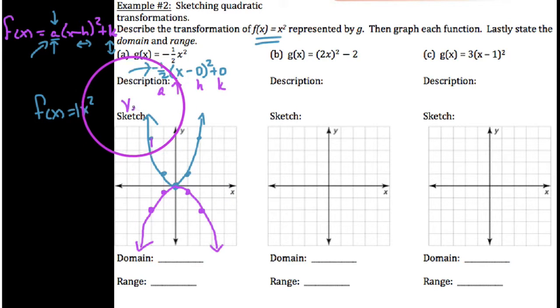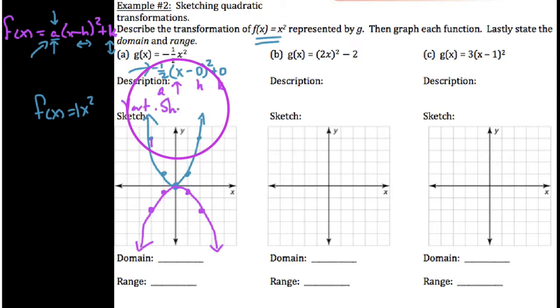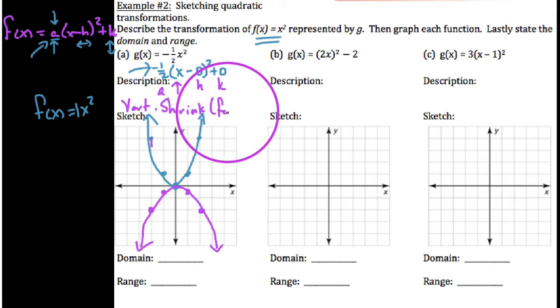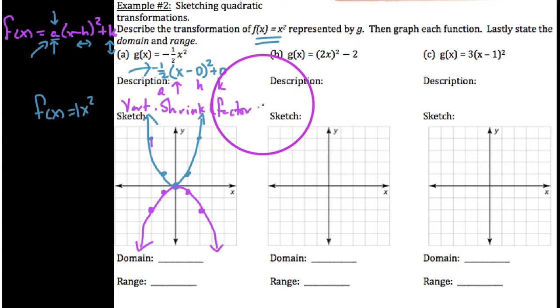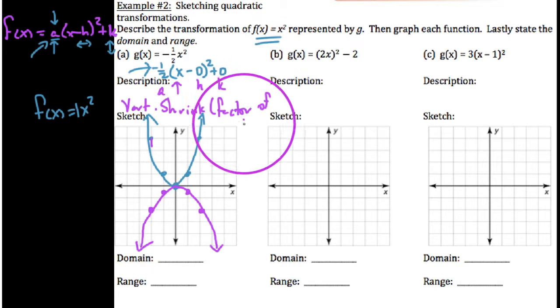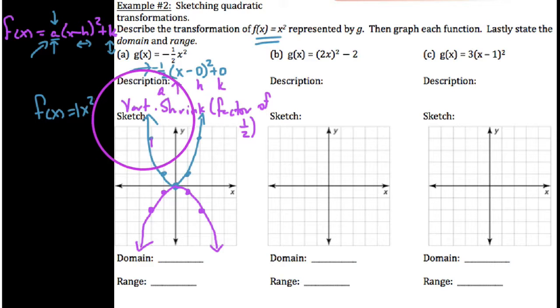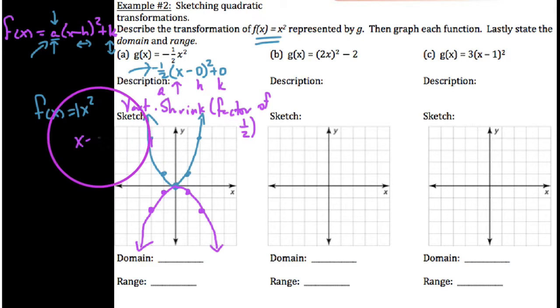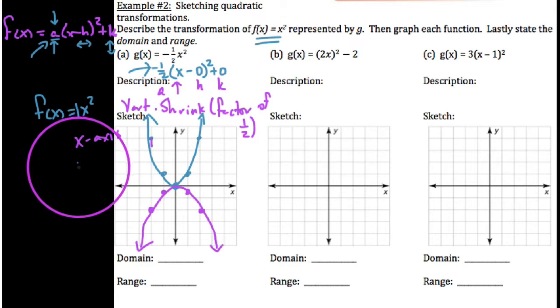So we say vertical shrink by a factor of a half. That's what this a value has caused to happen. We also have an x-axis reflection.